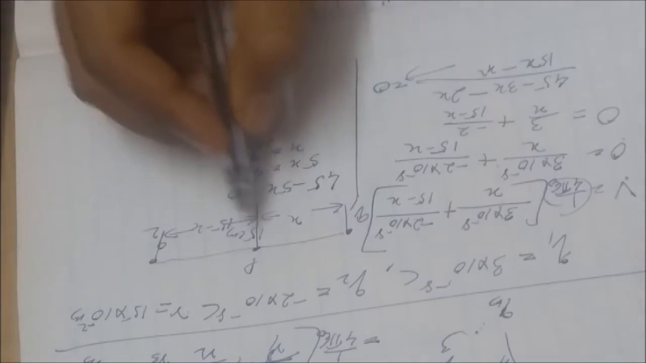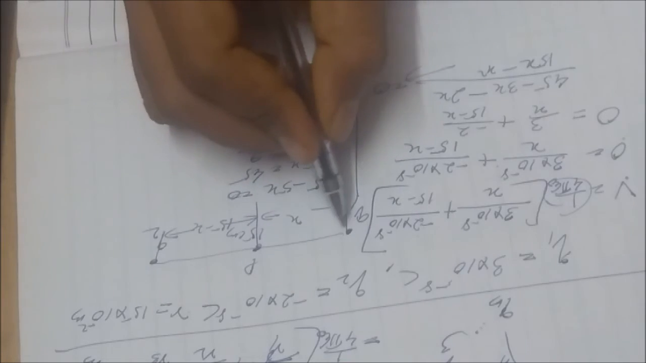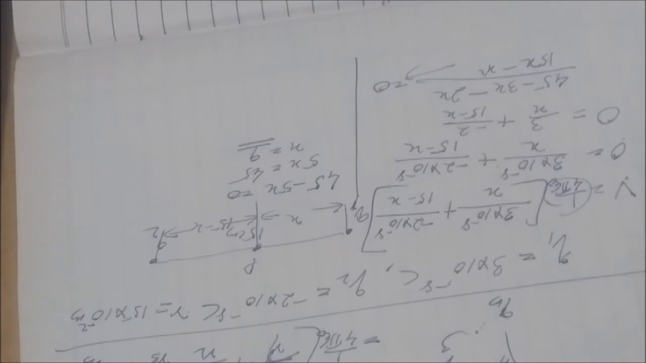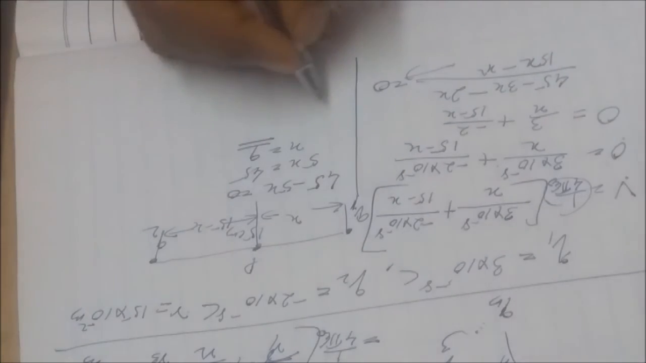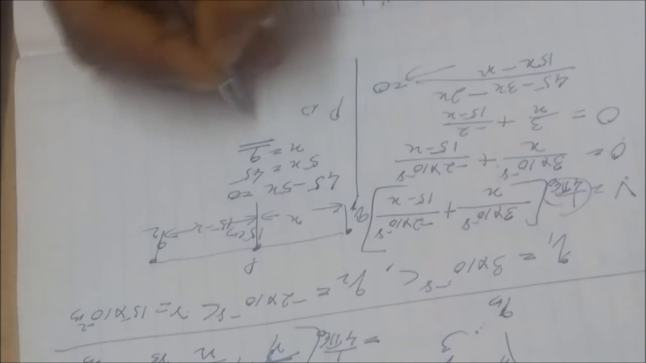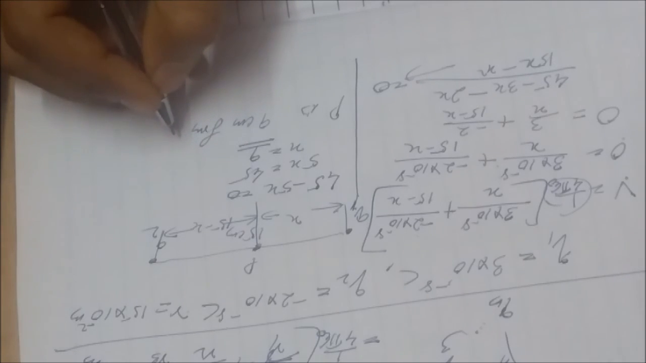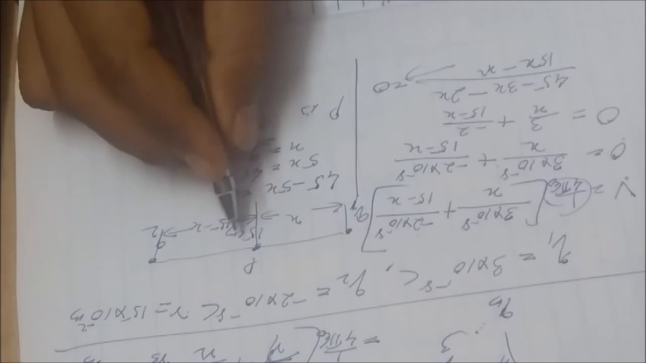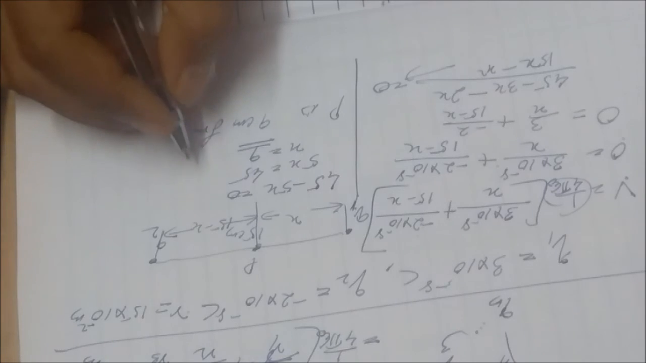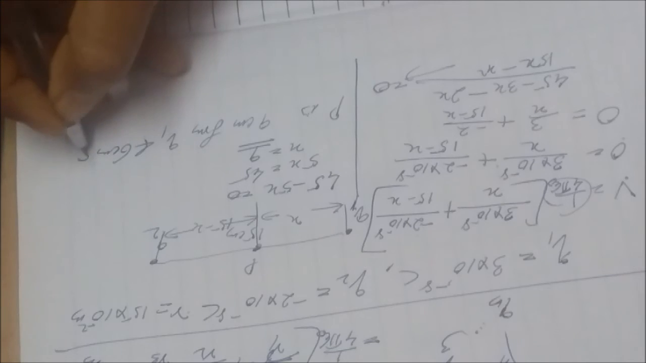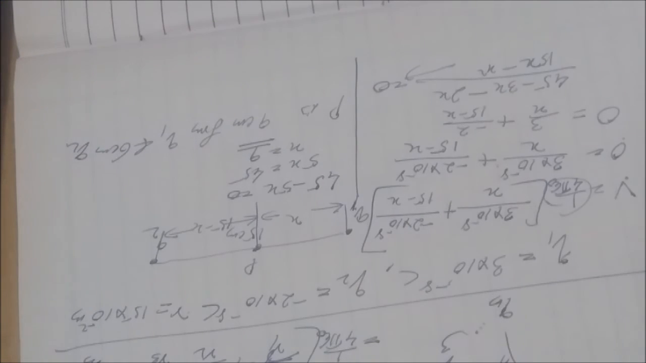That means this point P is 9 centimeter from the first charge and 6 centimeter from the second charge. Okay, so we can write that P is 9 centimeter from Q1 and 6 centimeter from Q2. That is, P is in between the charges.